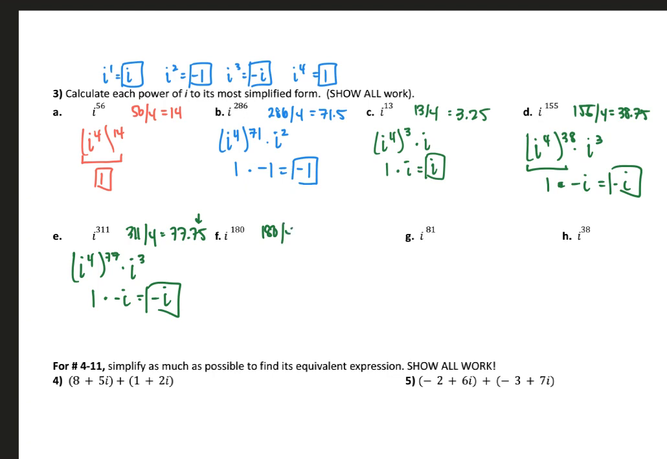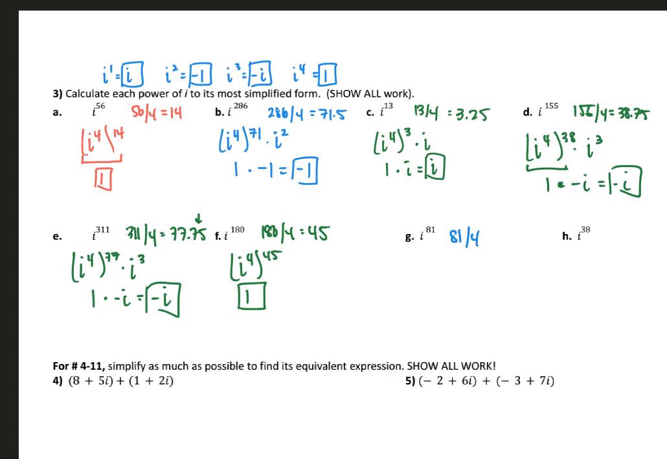Next one, 180 divided by 4 is 45. And it goes in evenly, which means it's divisible by 4. So we can just write it as i to the fourth to the 45th power, which is equal to 1. So our final answer is going to be 1.